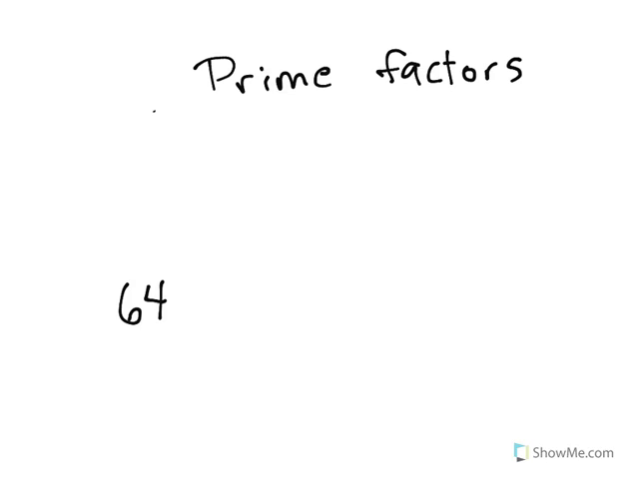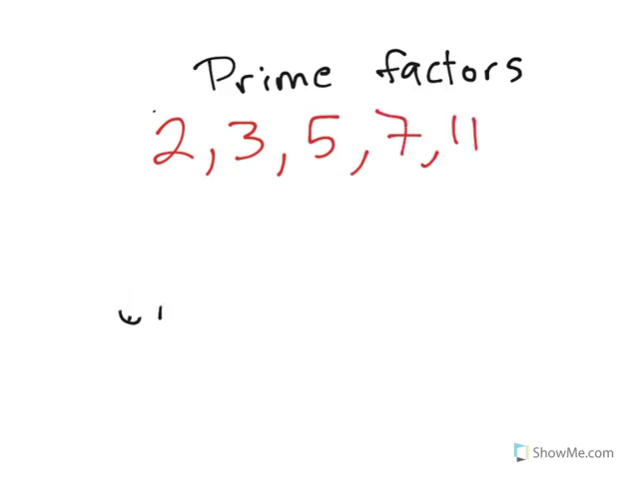The first thing we need to discuss are the 5 most important numbers when dealing with prime factoring, and those are 2, 3, 5, 7, and 11. These are the first 5 prime numbers. So let's see how we would use those to find the prime factors of 64.